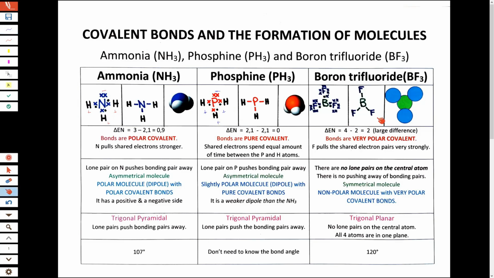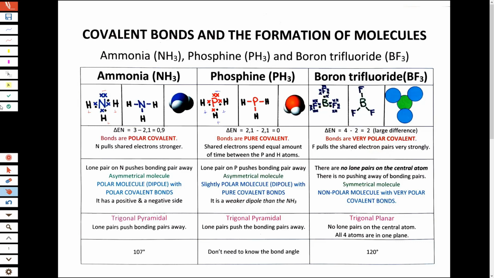Then we get to the boron trifluoride. Here, your electronegativity difference is large. Fluorine has an electronegativity of 4. It's the highest electronegativity on the periodic table. Boron's electronegativity is 2, so the difference is 2. This is a very large difference in electronegativity. So these intramolecular covalent bonds are very polar covalent. The fluorine pulls the shared electron pairs very strongly.